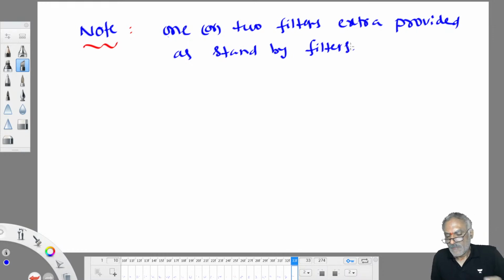Like the Indian cricket team: 11 players are sufficient to play, but how many do they select? 13 players they select. Why 13? If any player gets injured, they can immediately employ a standby player, a bench or reserve player. Same way, if any filter gives you trouble, immediately the standby filter is put into operation.